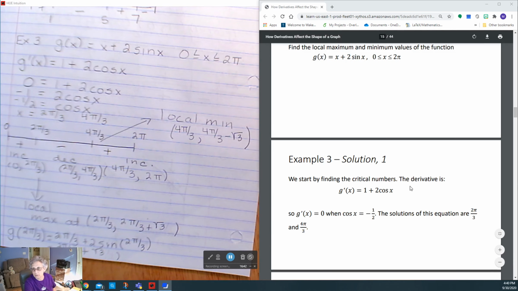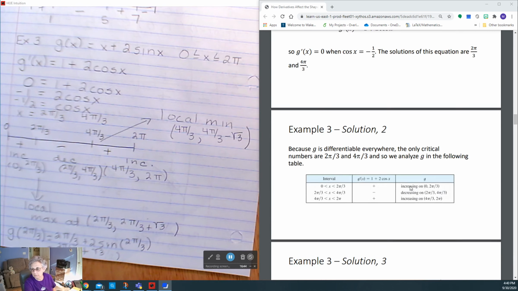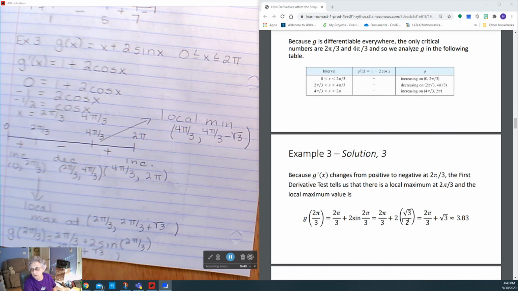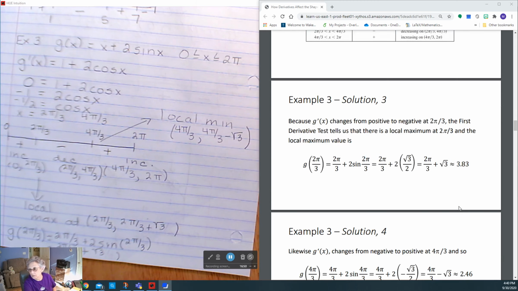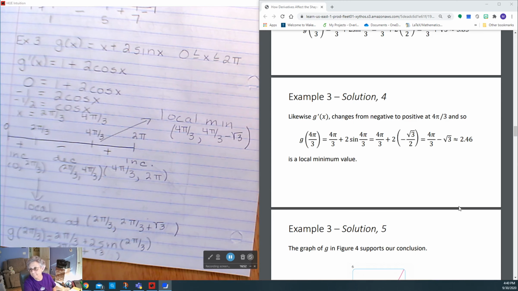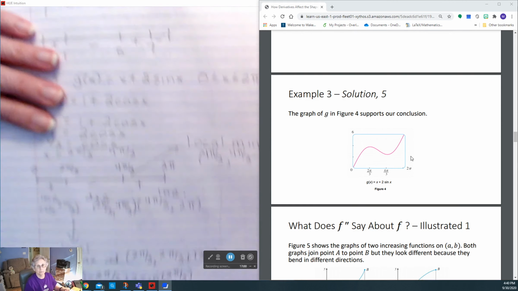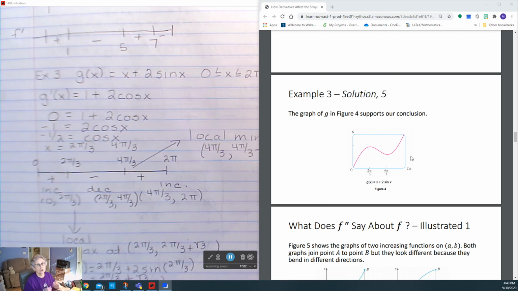So here's the pretty solution. And there's your answers as decimals. Local max, local min. There's the nice picture. So, another good use for sign charts. I like sign charts. They organize things for me.